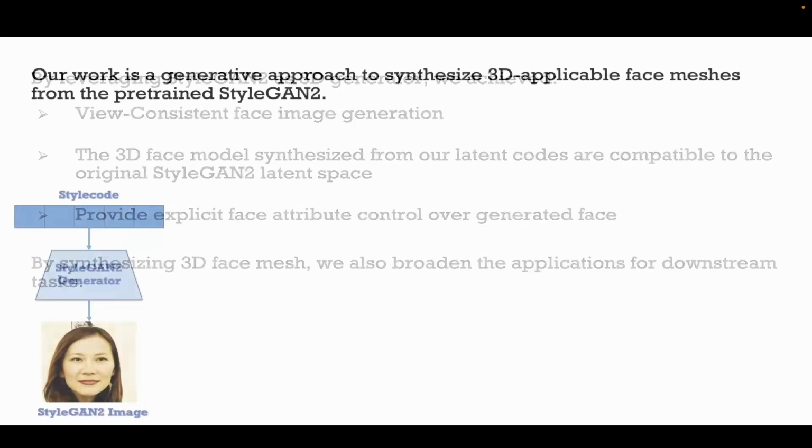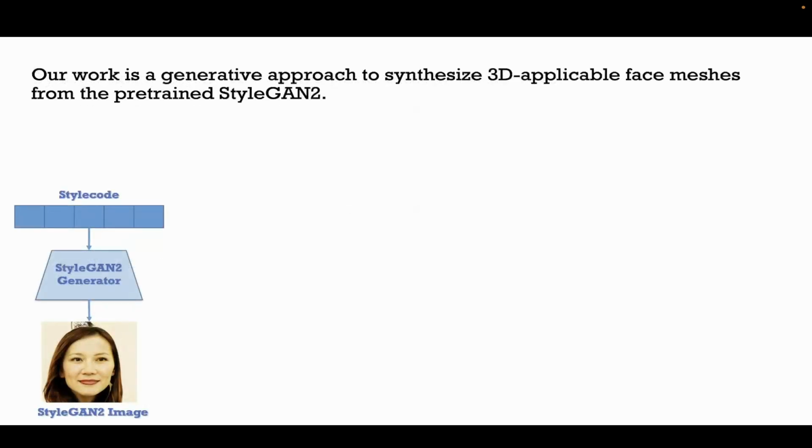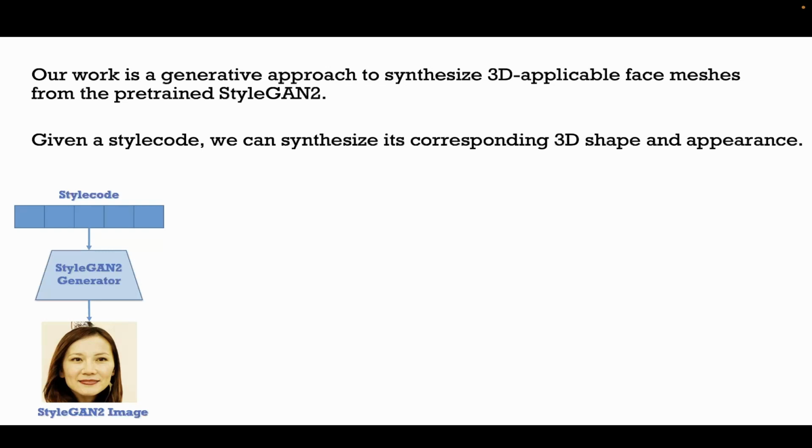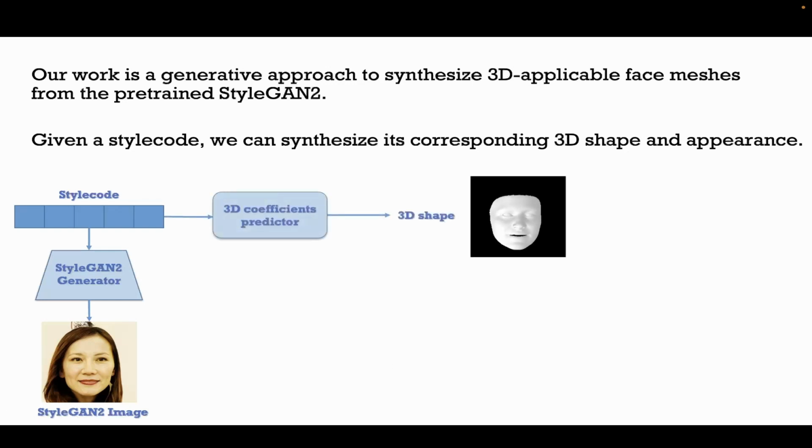As we claimed above, our work is a generative approach to synthesize 3D applicable face meshes from the pre-trained StyleGAN 2. Given a style code, we can synthesize its corresponding 3D shape and appearance. With this information, we can render them as images as shown below. Our framework contains two main components. The first component is the 3D coefficients predictor.